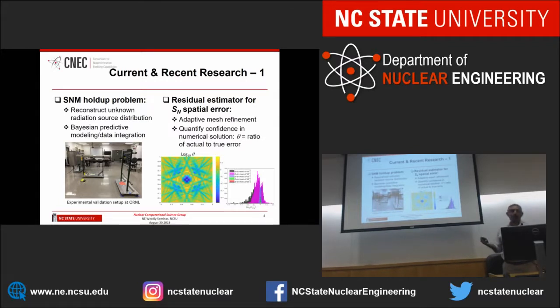And you don't know where the source is. So we use a Bayesian predictive modeling capability to be able to locate the source, both in space and in energy distribution. And this picture here is an experiment that one of my students did at Oak Ridge in order to measure results based on which we could validate the DIMP. DIMP is the name of this approach that we devised for that.